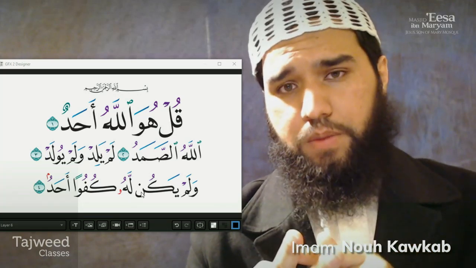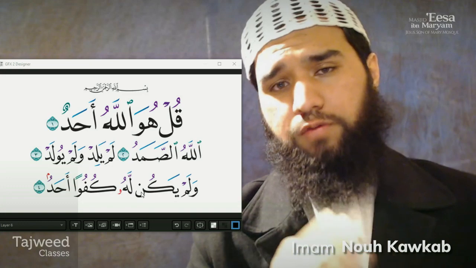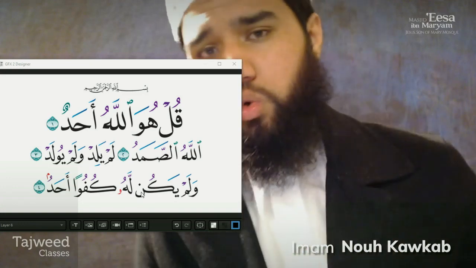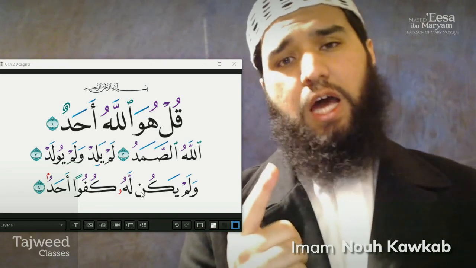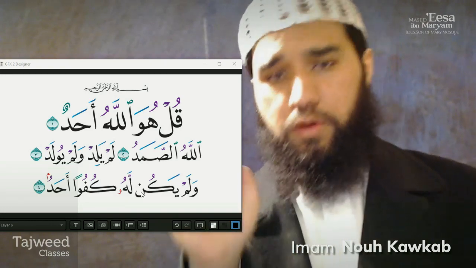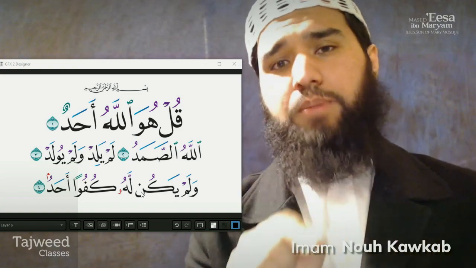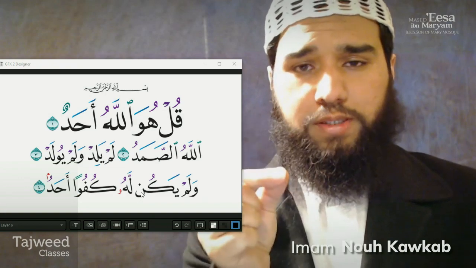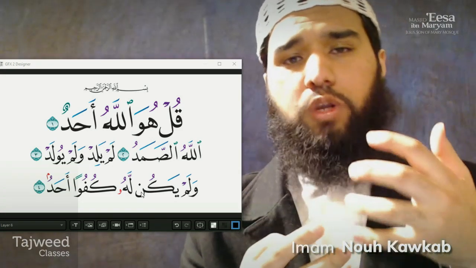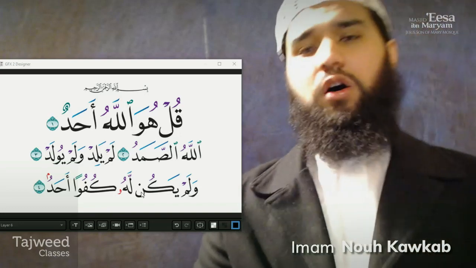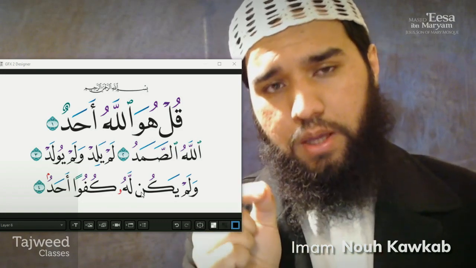The letters for ghunna are ya, noon, mim, waw, which is yanmu. If any one of these letters comes after noon sakin, we merge the noon into these letters while doing ghunna. But if lam or ra comes after noon sakin, then we merge the noon sakin into these letters without doing ghunna. So here we'll be merging the noon into lam without the ghunna. The noon sound will be gone completely, and the lam will carry an automatic shadda. So I'll be saying walam yakullahu. Walam yakulla.